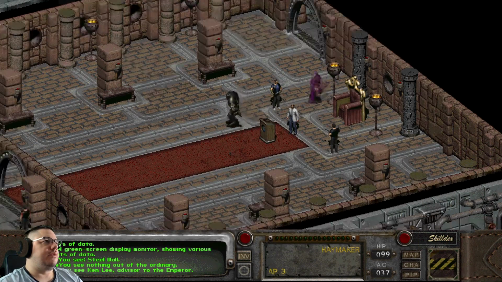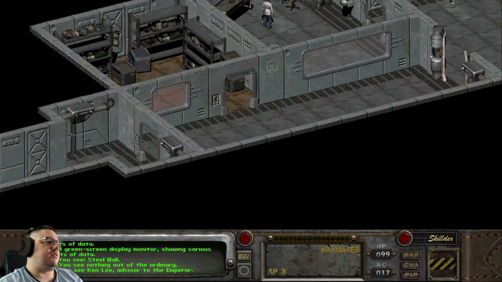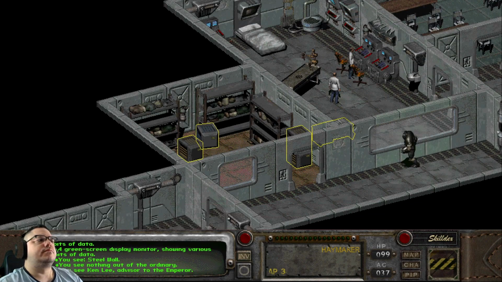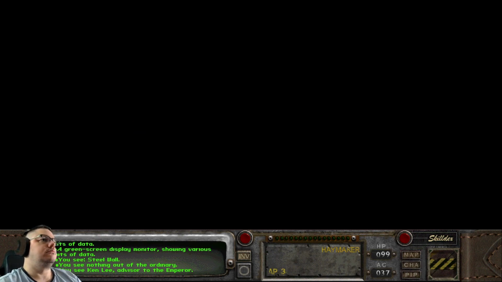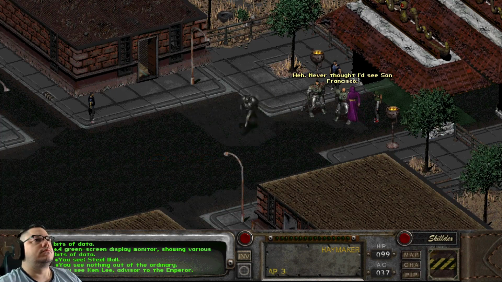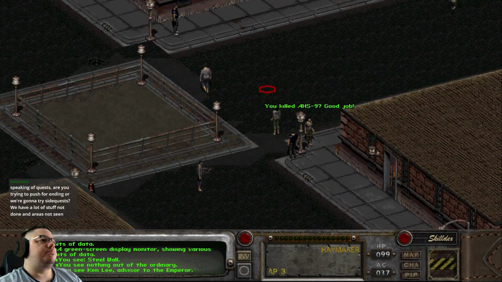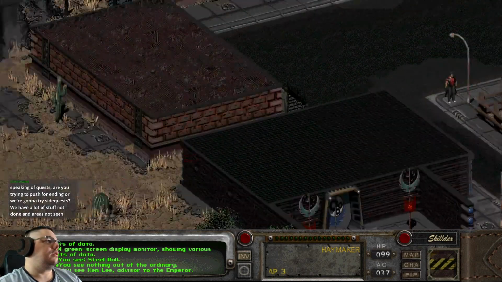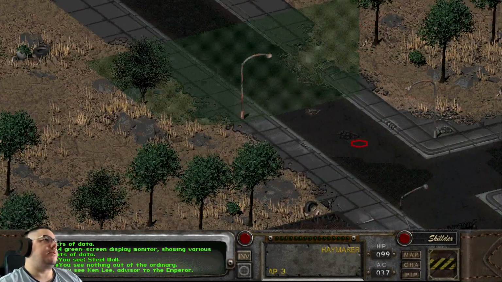Yeah, I know. So I think we probably have to leave here now, and I guess go straight to the submarine ourselves. And I'm going to guess it's probably this way. Or not. So it's probably up this way.